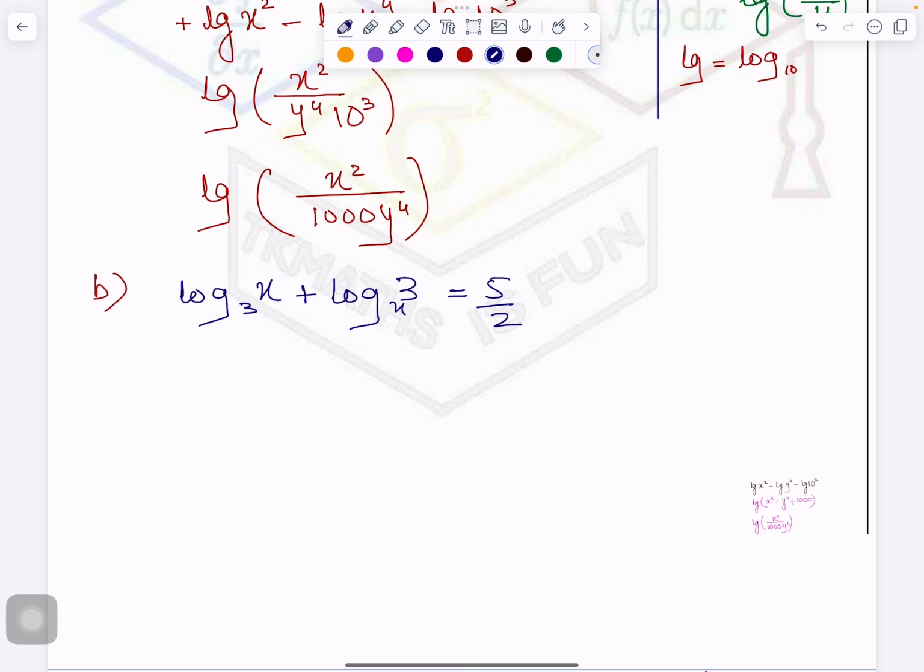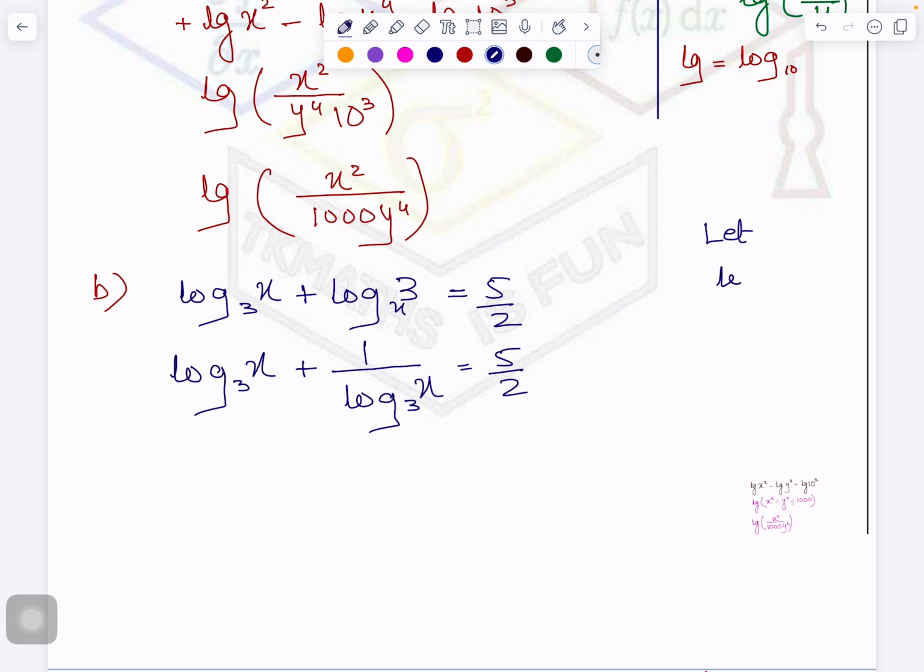Now we know the change of base rule. So I can, for example, apply the change of base rule here. So it will become log x base 3. Right? We know this thing. We have discussed it in the earlier videos also. So now I can say let log x base 3 equal t, just for example. So it will become t plus 1 upon t equals 5/2.